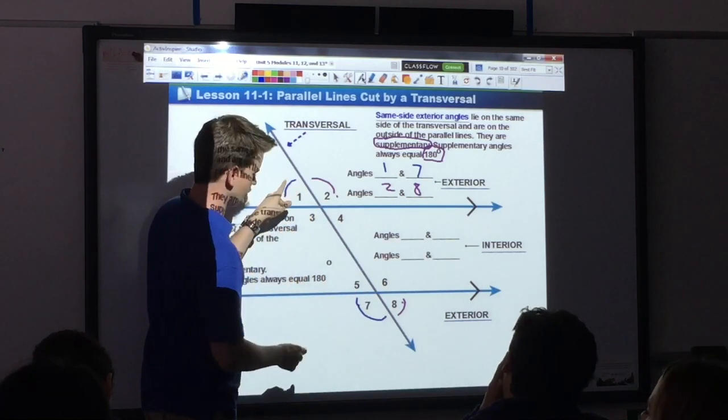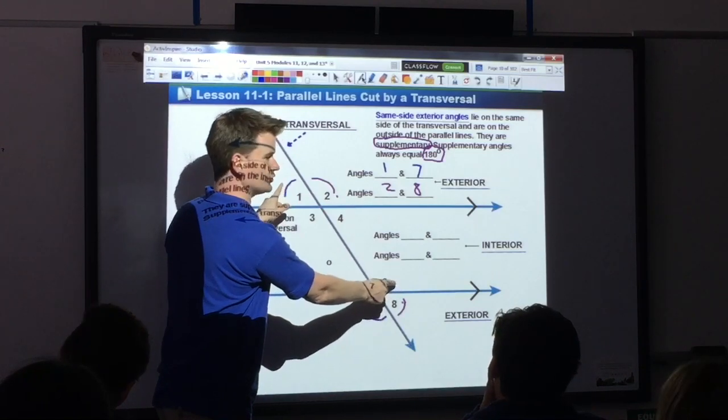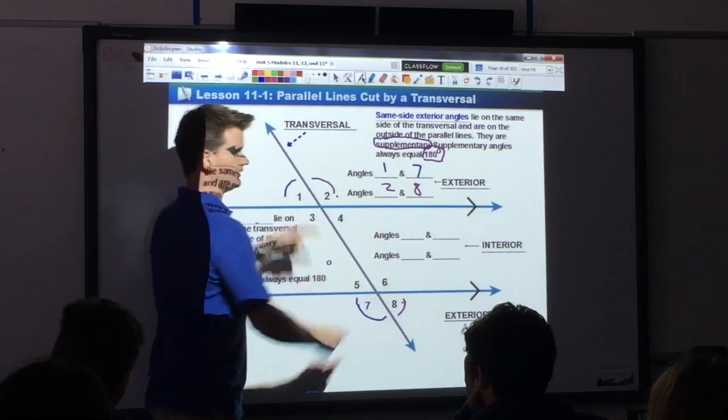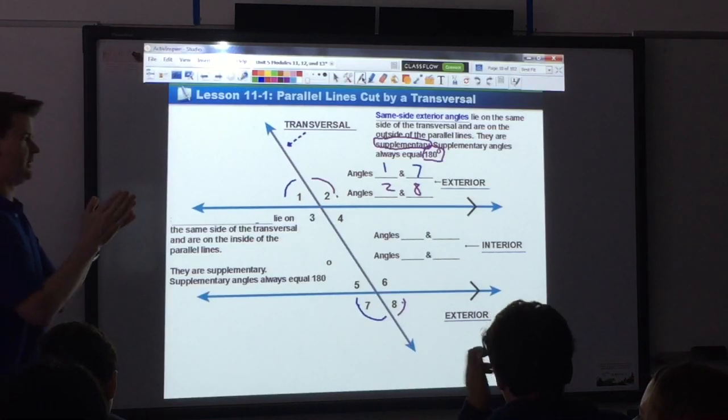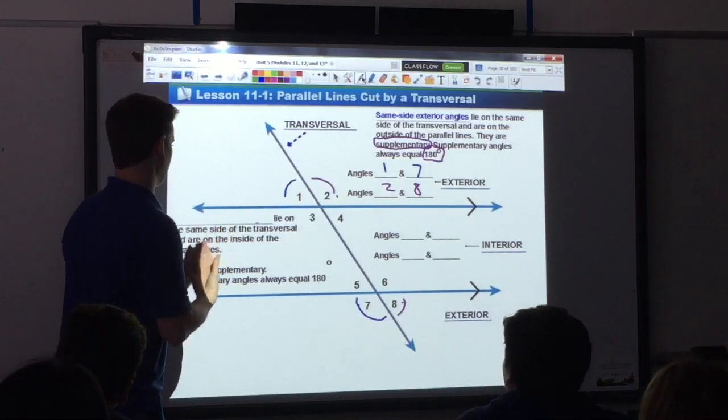Let's see. 1 is acute, 6 is obtuse. What do you think they equal together? 180. So if you're combining the acute angle and the obtuse angle, they equal 180. Should you forget everything else, you can always fall back on that.